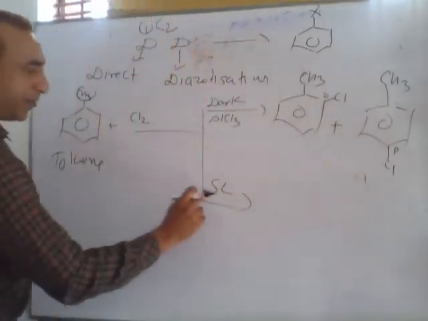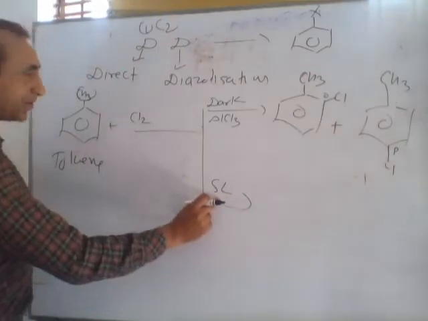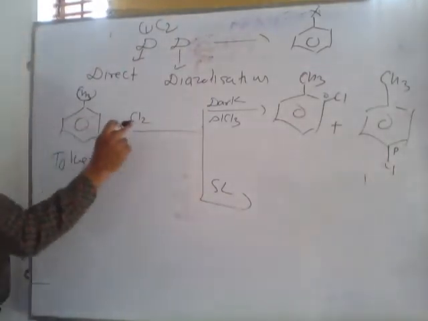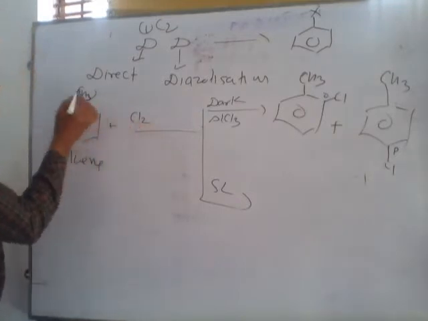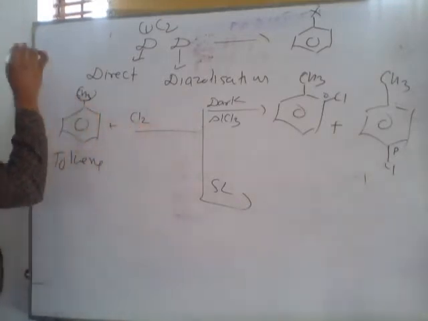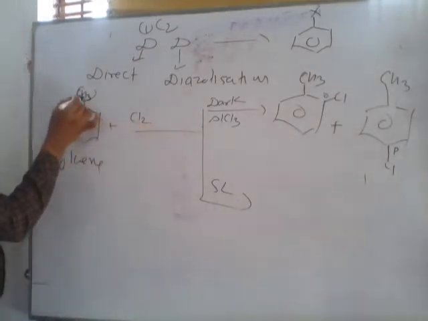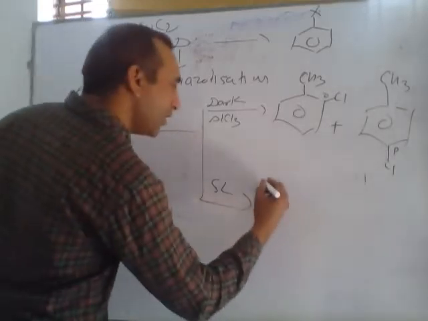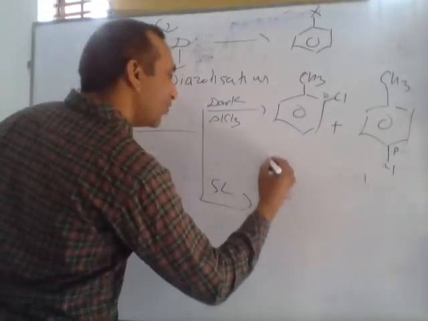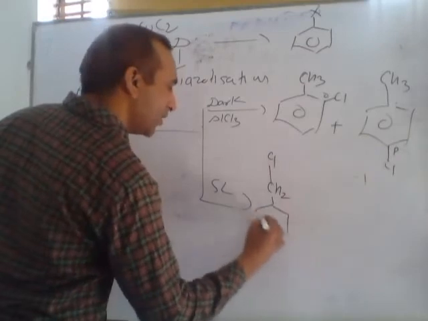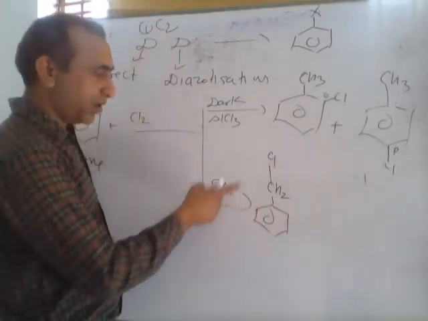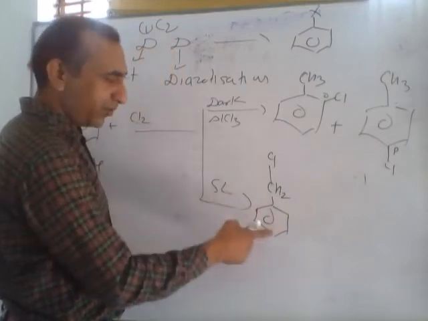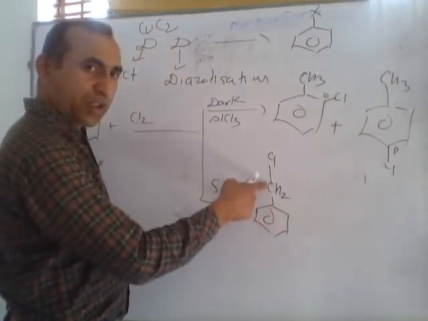But if the reaction takes place in sunlight, with toluene and chlorine, what will happen? Chlorine replaces hydrogen from CH3. The substitution reaction takes place this way. Here, from toluene, one chlorine replaces. Can you guess the name of this compound? This is called chlorophenyl methane.